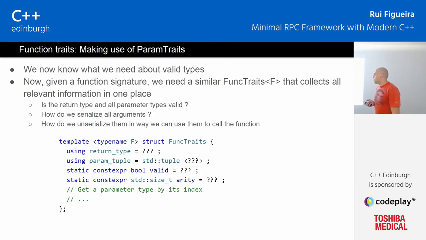So now we're going to make use of the parameter traits to actually validate functions with several parameters. What do we need to know about the functions? You need to know if all the parameters are valid, as in you want to make sure that all the types are acceptable types. You can't use any function as an RPC. So parameter types and return type need to be valid. How do you serialize all the arguments? And how do you deserialize them on the server side and call that function? Again, this is pseudo code, just some type tests, so the framework can grab some of the types it needs. There's something missing here that we'll see.